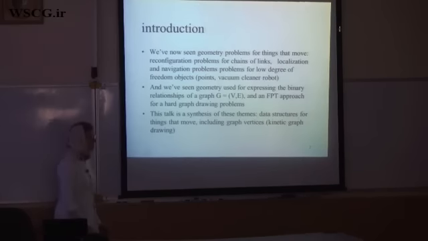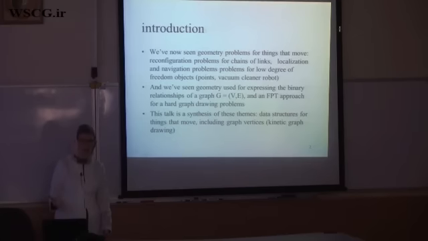So today we're going to synthesize some of those themes in a way: movement problems, geometry problems. We're going to talk about data structures for things that move. So we're going to have points that are moving, and we're going to talk about these kinetic data structures that keep track of the relationships between the points as they move. And what we're also going to see is how those ideas can possibly apply to a graph drawing situation.